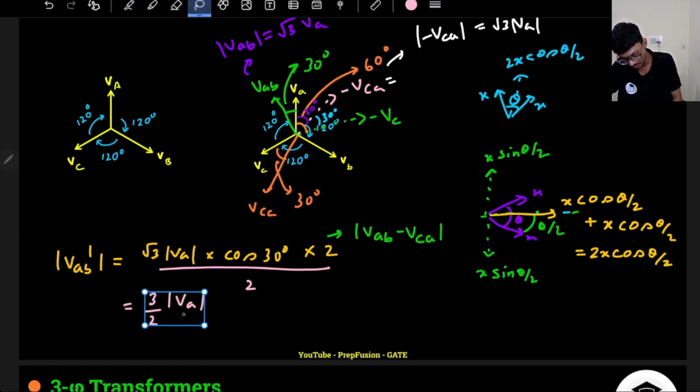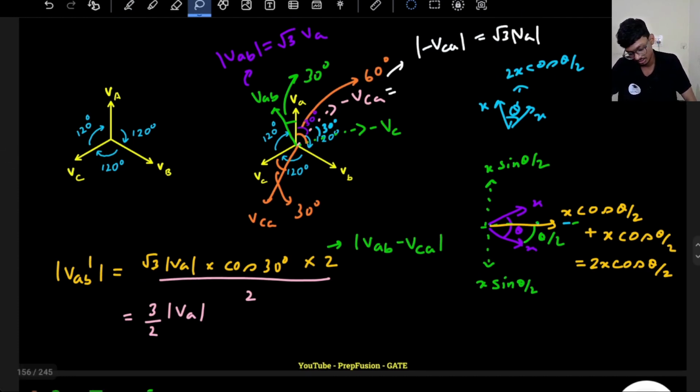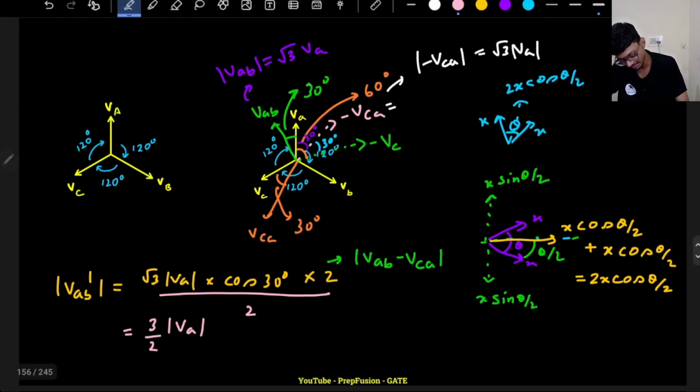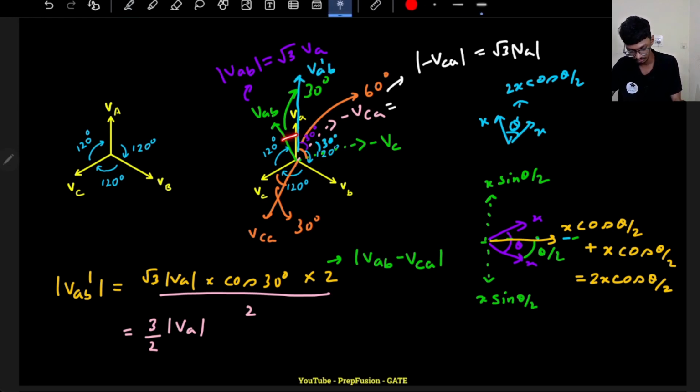And what do you notice? Can you tell me the phase difference between the line voltage and the phase voltage? Now comes the interesting fact. So my VAB dash is in the same phase as VA, because the cos component will be added and the sine component will be cancelled. So the cos component will be here only.